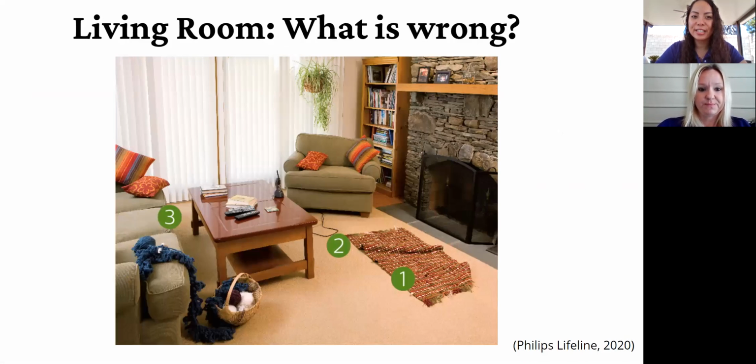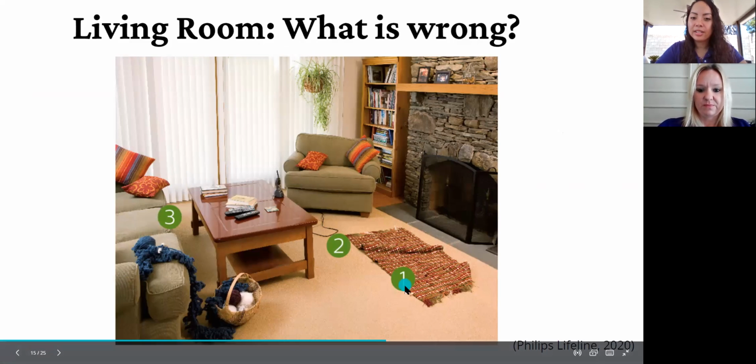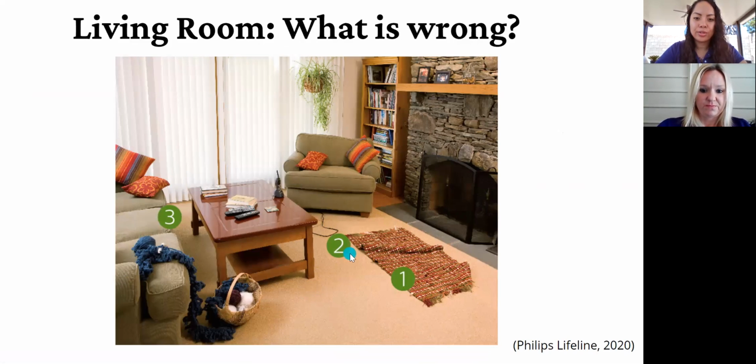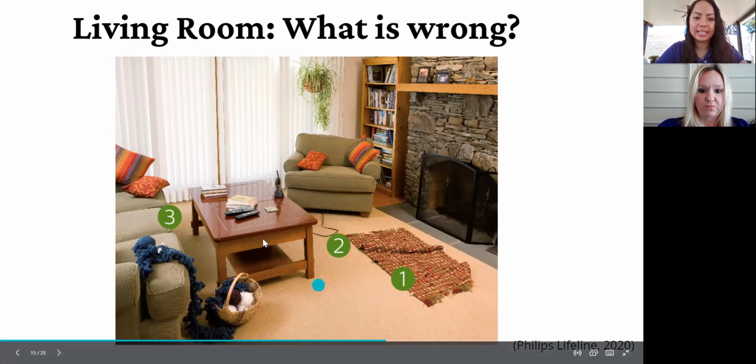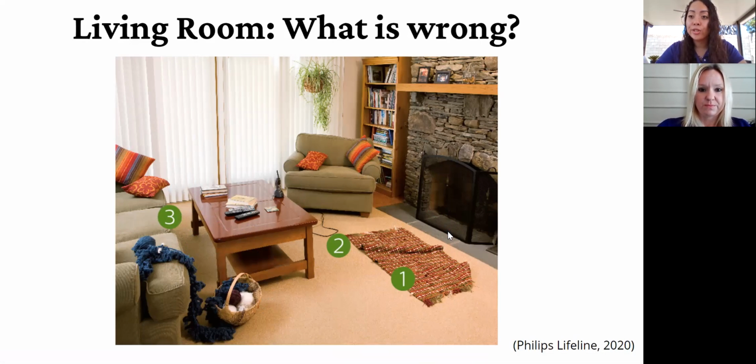Okay, so now let's take a look at the living room. What is wrong with the living room? We could see at number 1, there's a rug. And number 2, you see how the flooring is. And number 3, you see the couch with a knitting basket. So let's see how we could try to modify the living room to make it safe.